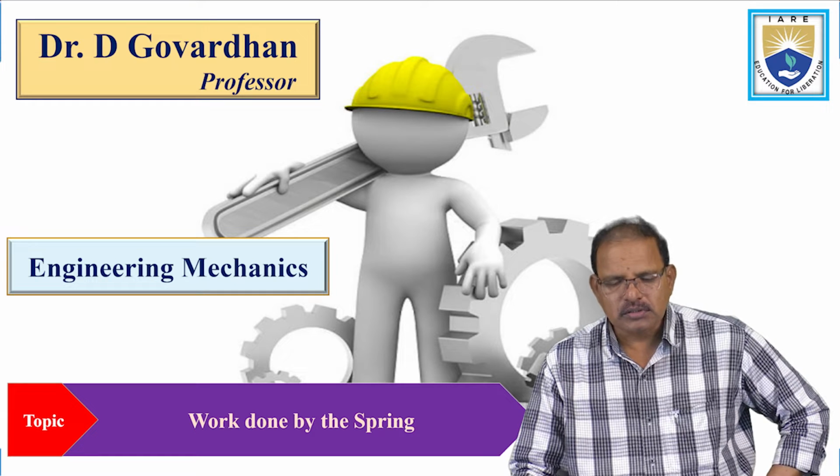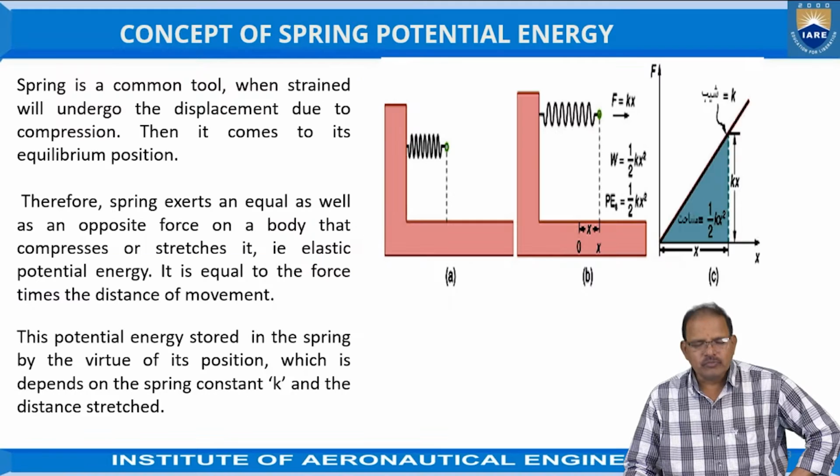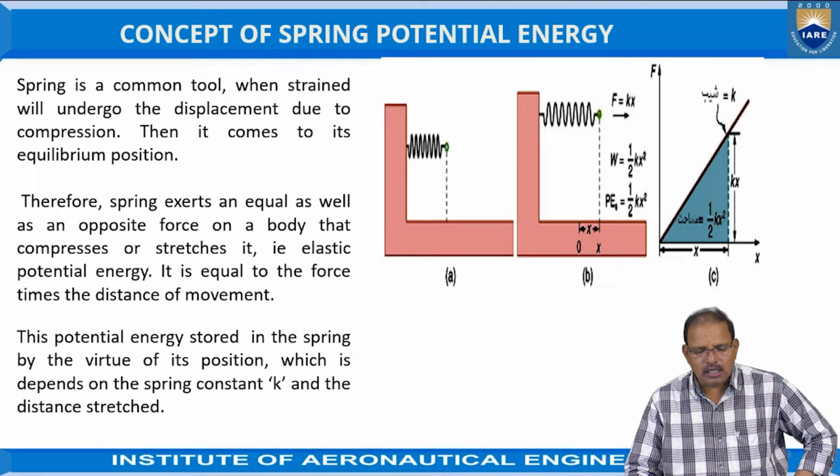Today the topic is work done by the spring. The spring is a device. When it is strained, it will undergo some displacement due to compression or elongation. Then later it will come to its equilibrium position.